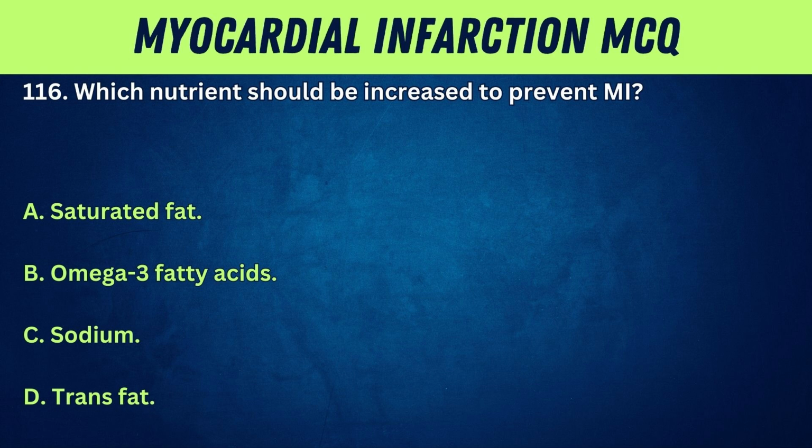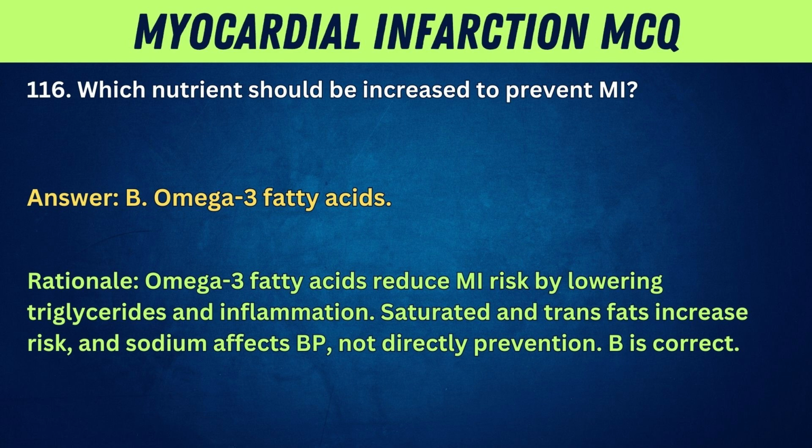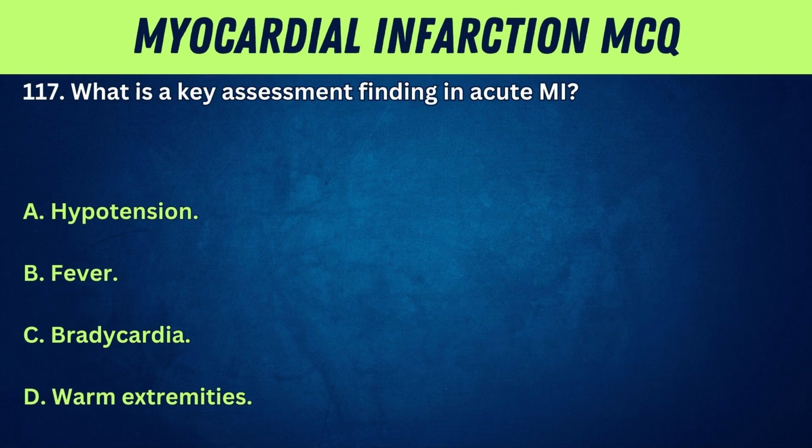A. Saturated fat. B. Omega-3 fatty acids. C. Sodium. D. Trans fat. Answer: B. Omega-3 fatty acids. Rationale: Omega-3 fatty acids reduce MI risk by lowering triglycerides and inflammation. Saturated and trans fats increase risk, and sodium affects BP, not directly prevention. B is correct. 117. What is a key assessment finding in acute MI?